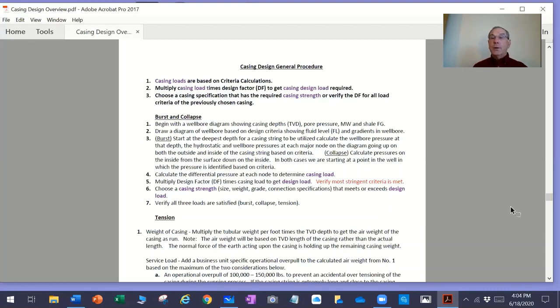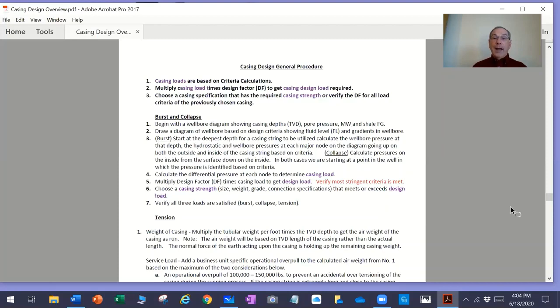So you're going to have a pressure, let's just say at 10,000 feet, you have a pressure on the inside of 8,000 PSI. Okay, at 10,000 feet, it's 8,000 PSI. On the outside, you have a pressure at that same depth of 4,000 PSI. So therefore, your differential pressure would be 8,000 on the inside minus 4,000 on the outside, which would give you a differential pressure at that depth of 4,000 PSI.